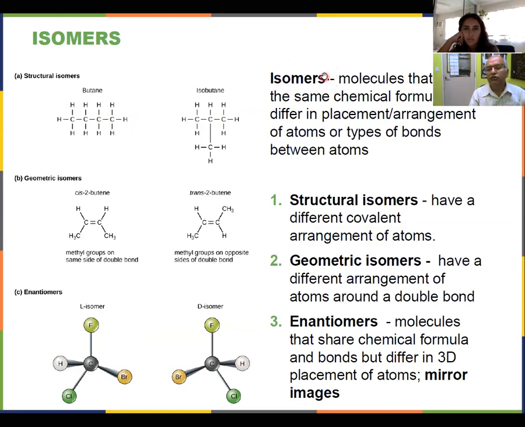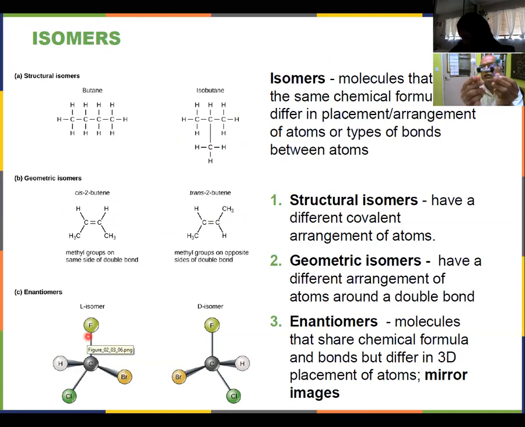Please do not confuse isomers with isotopes. Isotopes are heavy atoms. Isomers are chemicals that have different structures, where the atoms are organized in a different manner. So these are structural isomers. Here is a case of geometric isomers, and here is a case of enantiomers.